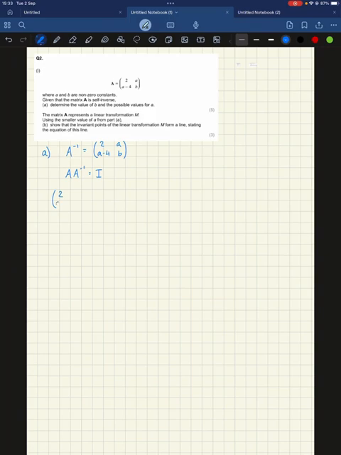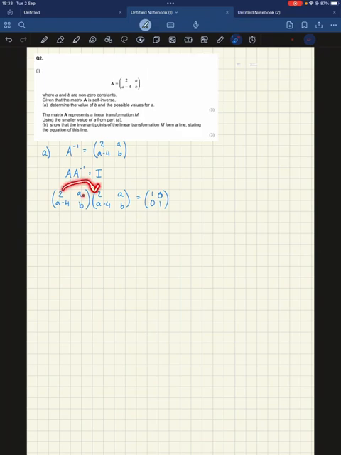So A, which is 2, a minus 4, a, b, multiplied by itself, is equal to 1, 0, 0, 1. Now, using our matrix multiplication, we're going to multiply the 2 and 2 and the a and a minus 4. So what we get is 4 added to a times a, which is a squared, minus 4a, and that is equal to the 1 over here. So that's 1. So we get a quadratic.